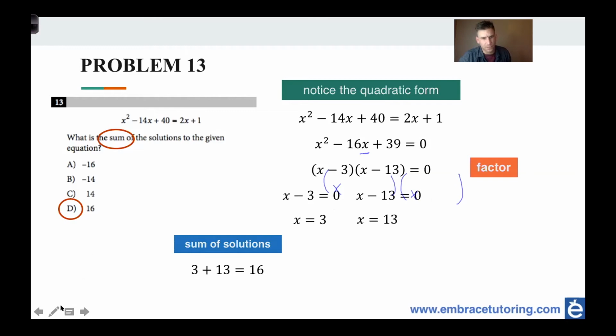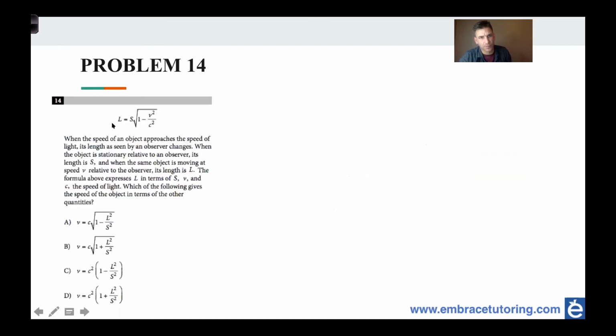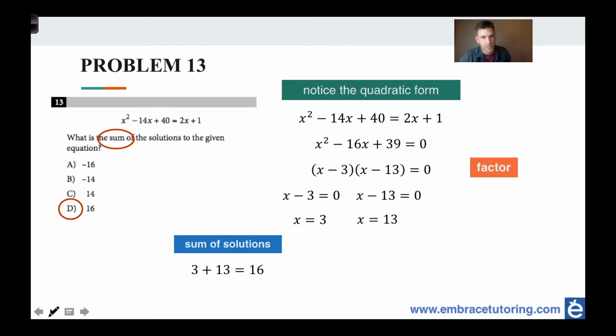Just in general, if you see something in a quadratic form and it says sum of the solutions, be prepared that most likely you will need to do quadratic, and be prepared eventually that you're trying to figure out what the solutions are within the roots, within the factors, right? So sort of think about it in that step process, and it makes it a lot less intimidating for you.